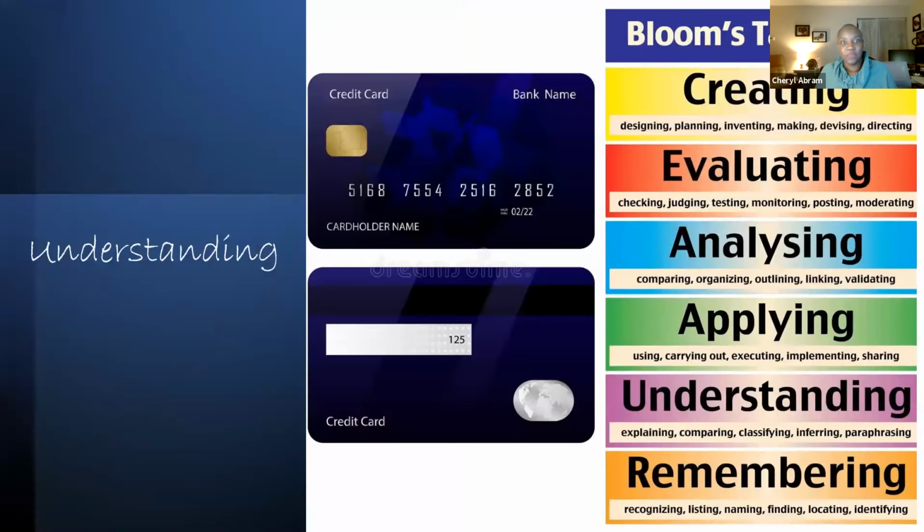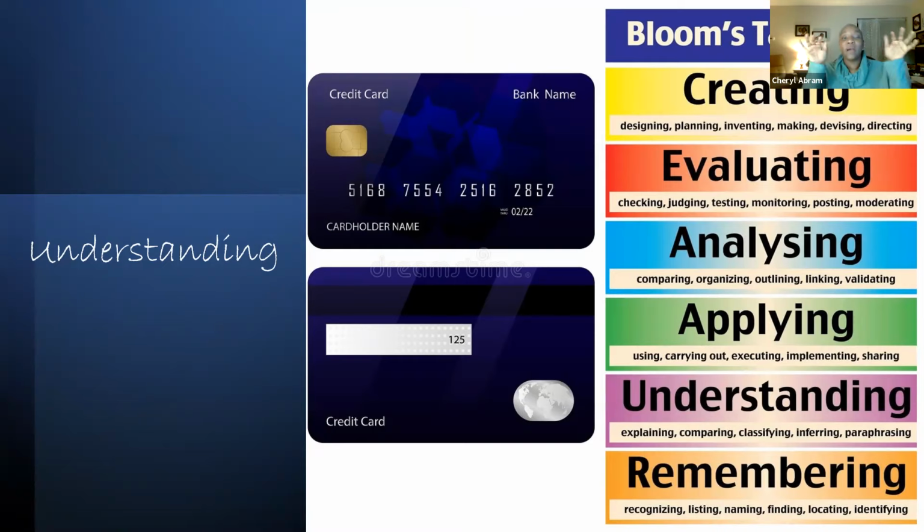Now, let's look at the next one. This is understanding. Here's that 125. It's the back of a credit card. It's that number, when I ask you for that 3-digit number when you're paying your bills online, that's what that 125 is. Now I've just given you more context. Now with understanding, what can you do? Okay, what can you do? You can move on to applying.